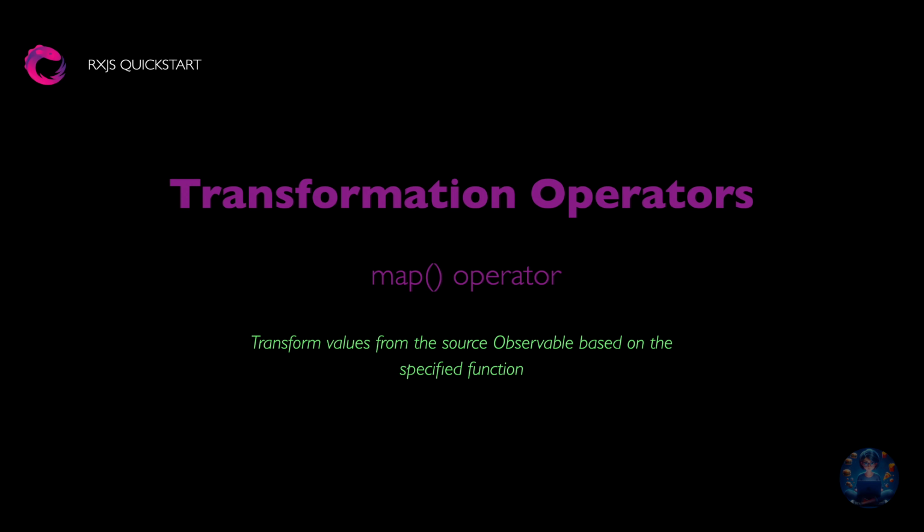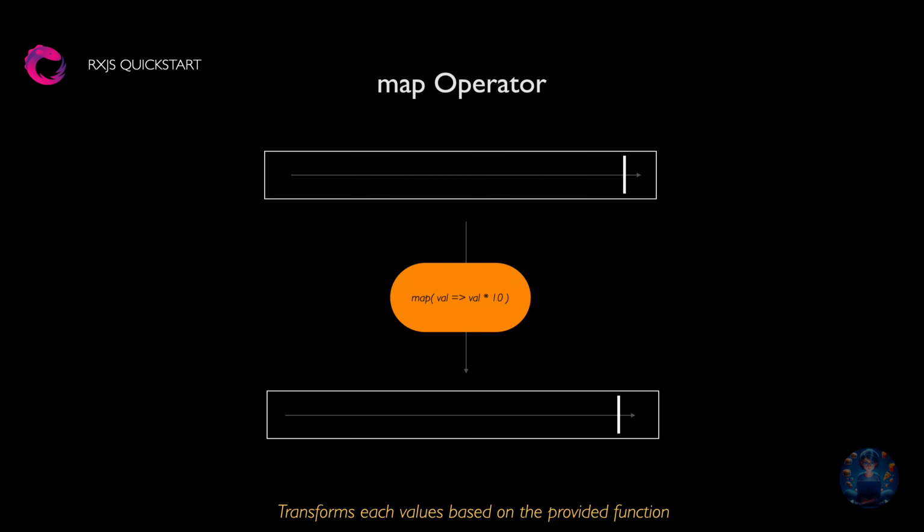Map is one of the transformation operators and it allows you to transform values emitted by the input observable based on the provided function. Let's say we have an observable that emits values from 1 to 5 and we want each of these values to be multiplied by 10. To do so, we can use the map operator.